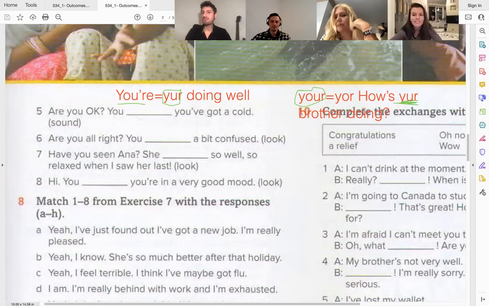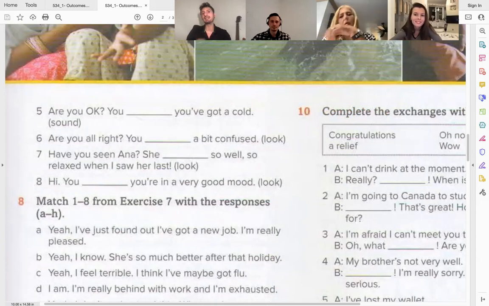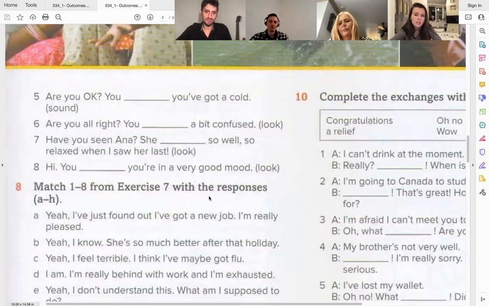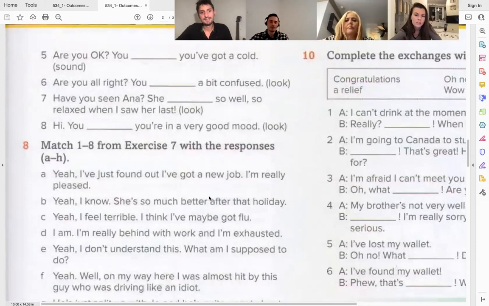But I wouldn't focus too much on that because it changes a lot. It's not a big mistake or a big difference, and people say it differently. So, you're doing well. You're in a very good mood. That's how I would say it.